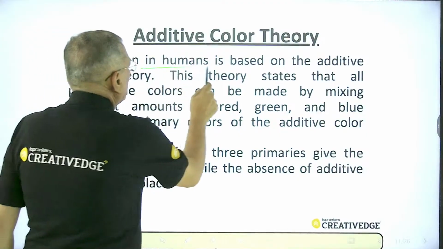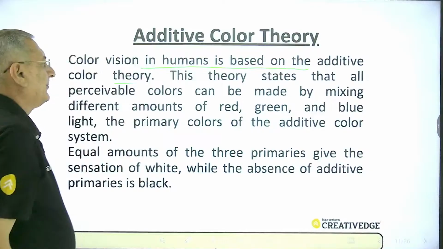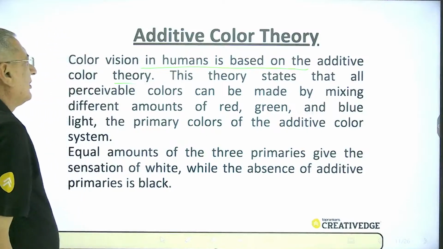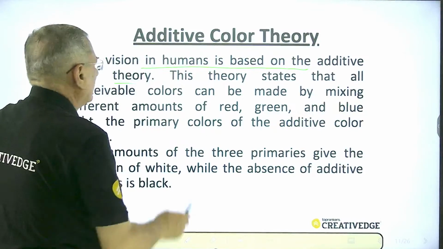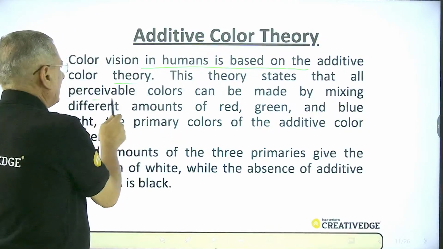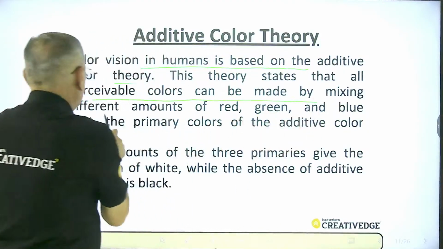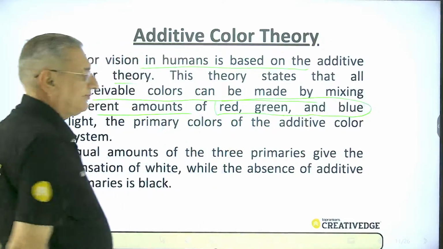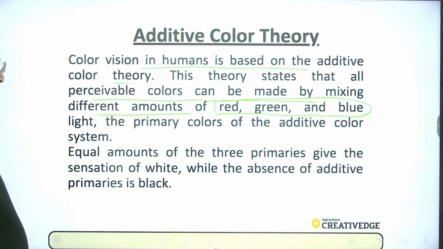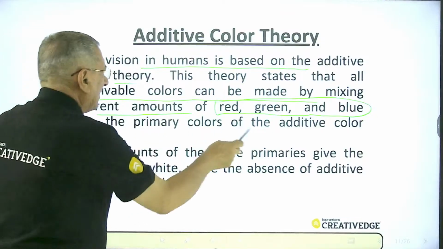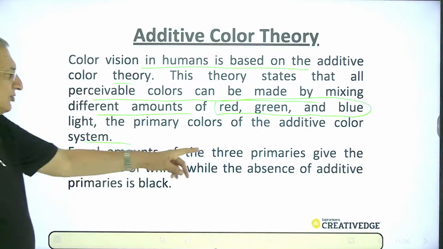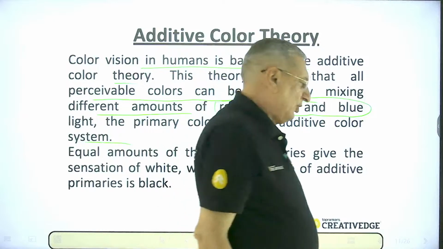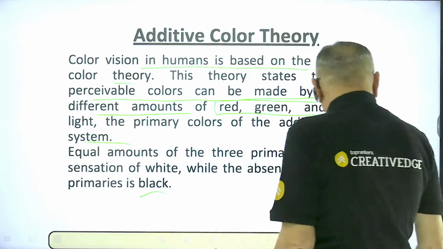Color vision in humans is based on the additive color theory only. That means the reflected light that you receive in your eyes. This theory states that all the perceivable colors can be made by mixing different amounts of red, green, and blue light, of course, the primary colors of the additive color system. Equal amounts of the three primaries give the sensation of white, while the absence of additive color gives you the sensation of black.